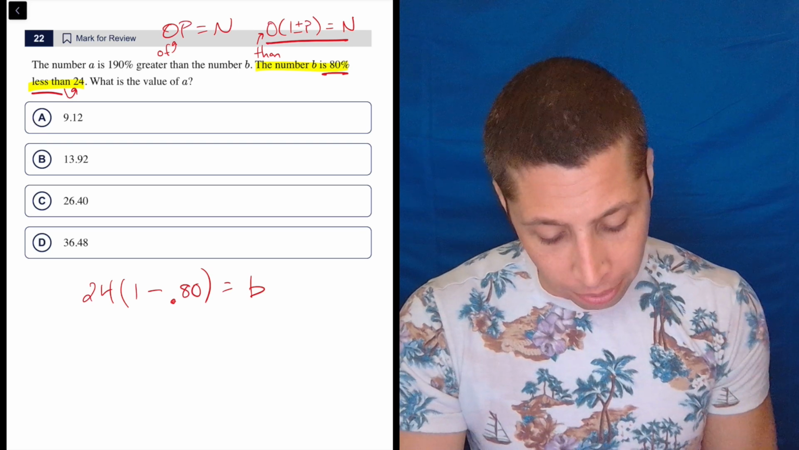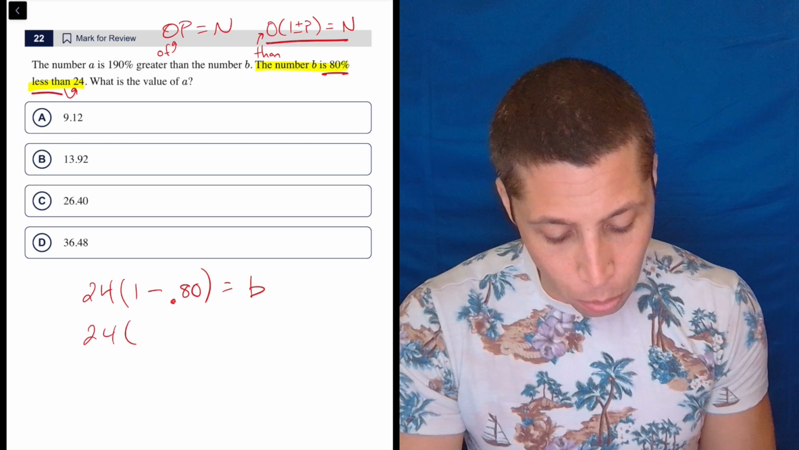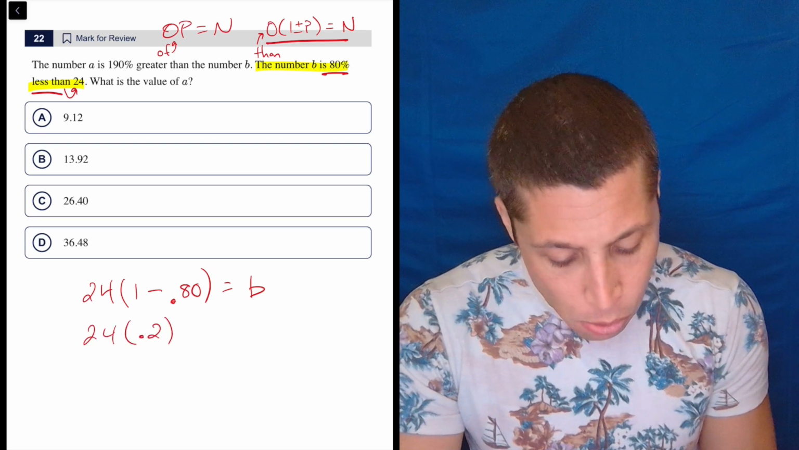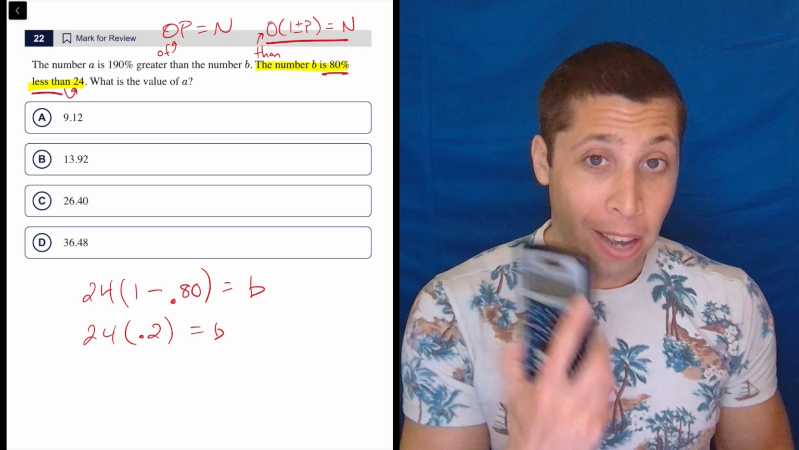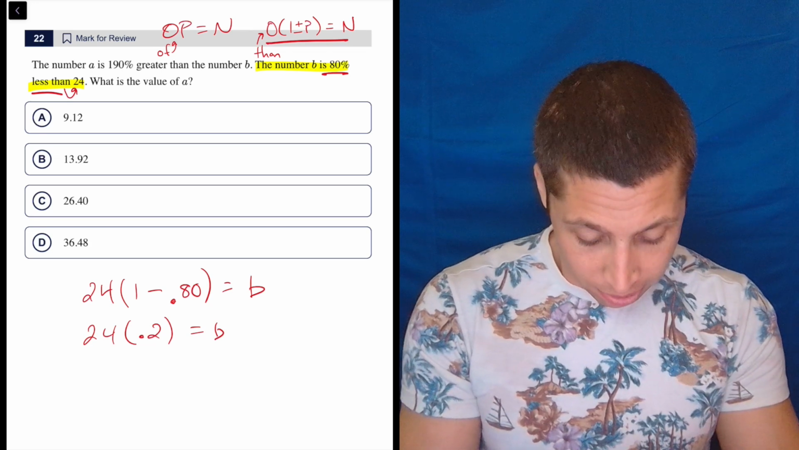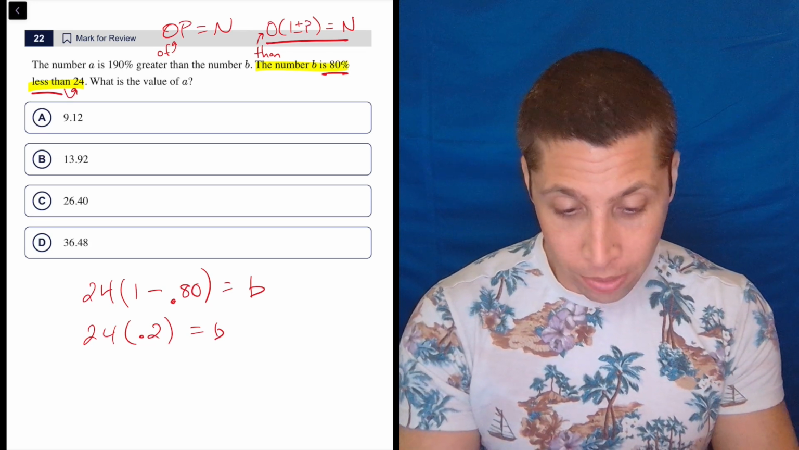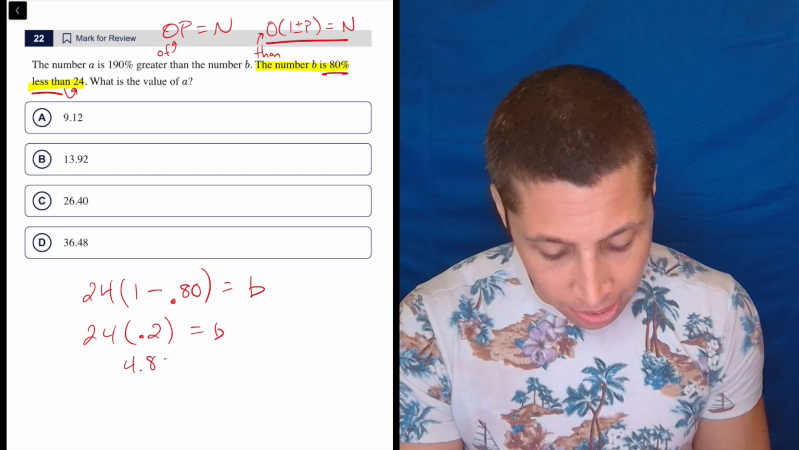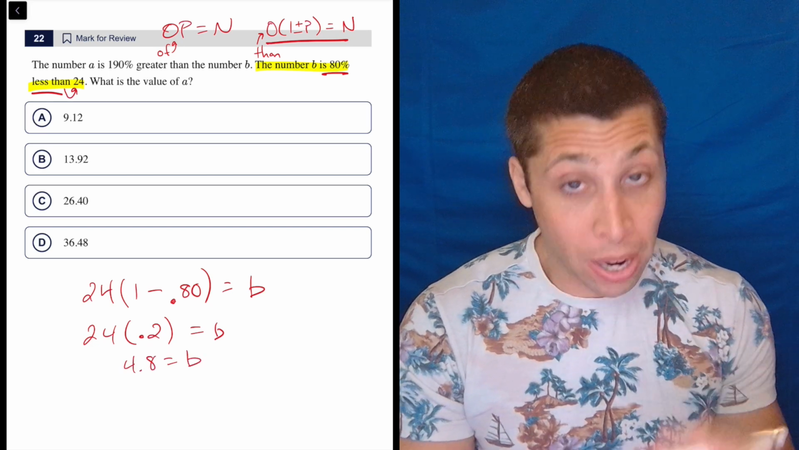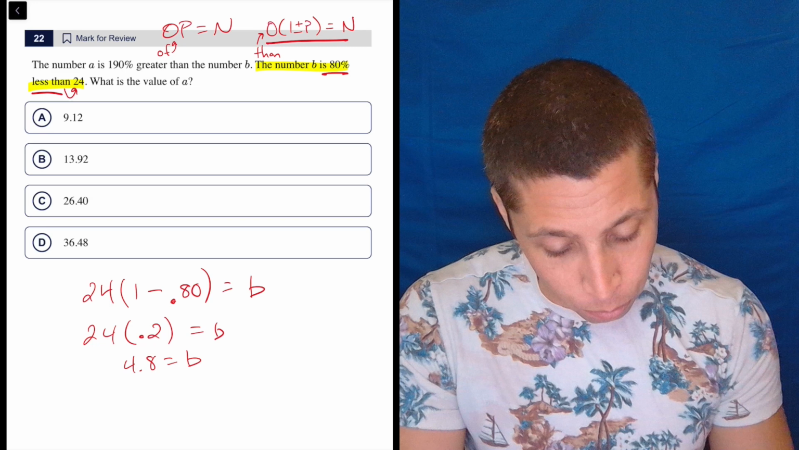So now it's just about simplifying. 24 times 1 minus 0.80. You can do that in a calculator, but it's 0.2. Now this part I am going to do in a calculator. So that is 24 times 0.2, which is 4.8. So 4.8 is the value of B. Surprised that's not an answer choice, but that's okay. We don't want it anyway.